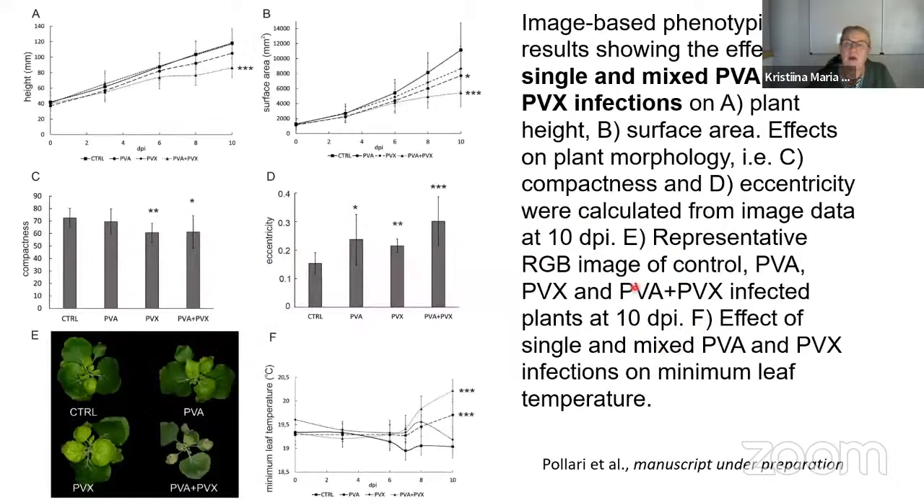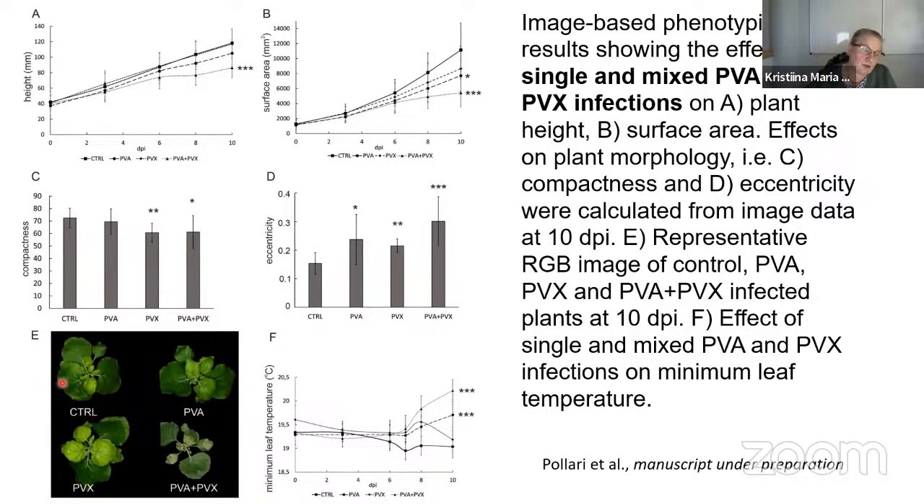We have been doing phenotyping in our phenotyping facility, looking at what happens in the growth and morphology of the double infected plants. We see here, for example, that in this double infection, both the height and the surface area of the double infected plants are reduced significantly. Also the morphology, the compactness, how round this plant is.